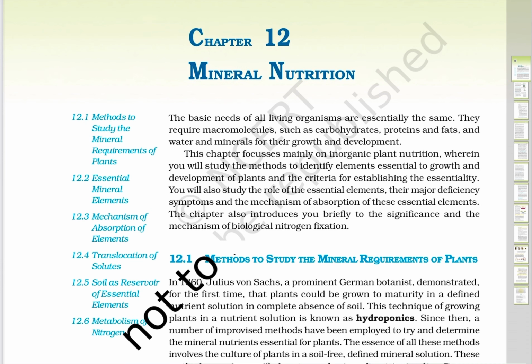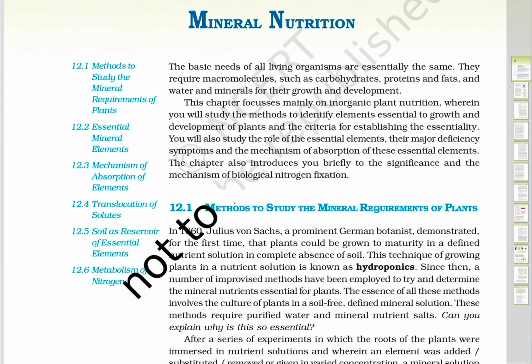This chapter focuses mainly on inorganic plant nutrients, wherein we will study the methods to identify elements essential to growth and development of plants and criteria of establishing this essentiality. We will also study the role of essential elements, their major deficiency symptoms, and mechanism of absorption of these essential elements. The chapter also introduces you briefly to the significance and mechanism of biological nitrogen fixation.